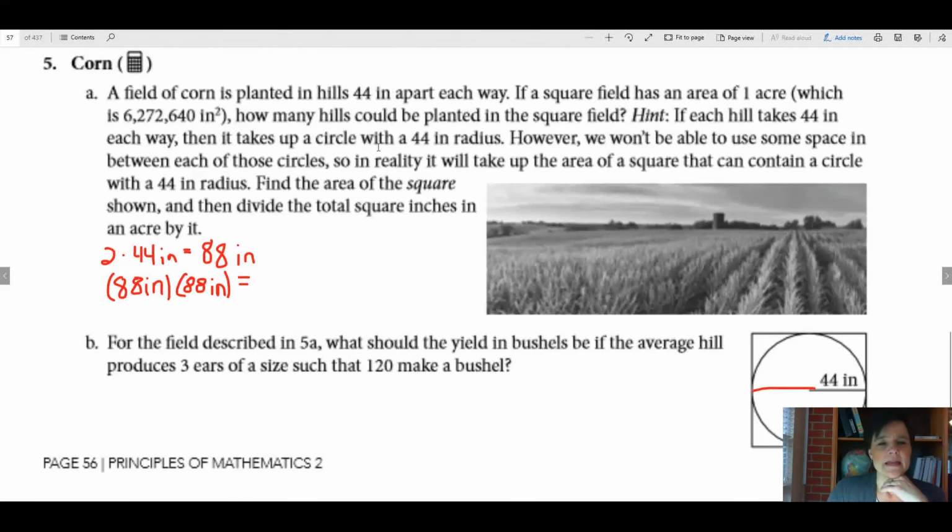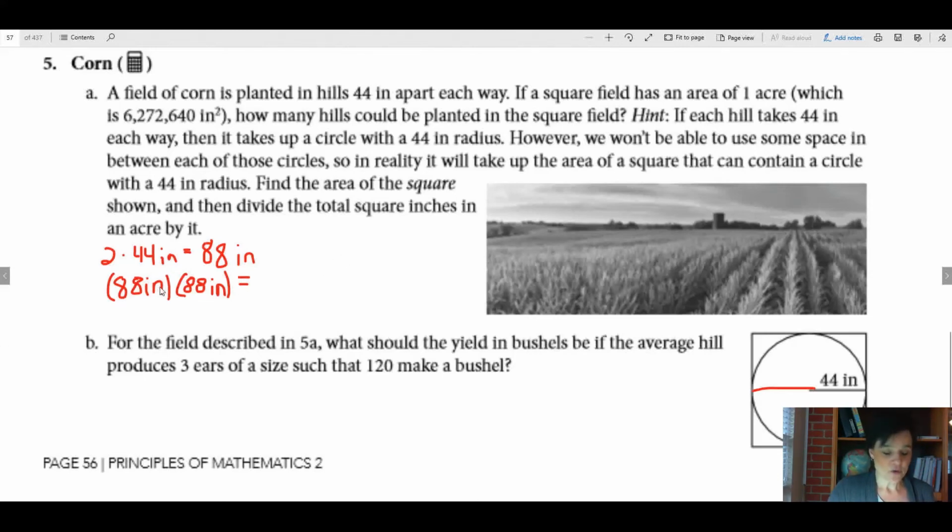A field of corn is planted in hills 44 inches apart each way. If a square field has an area of 1 acre, how many hills could be planted in the square field? If each hill takes 44 inches each way, then it takes up a circle with a 44-inch radius. However, we won't be able to use some space in between those circles, so in reality it'll take up the area of a square that can contain a circle with a 44-inch radius. So find the area of the square shown and then divide the total square inches in an acre by it. Okay.